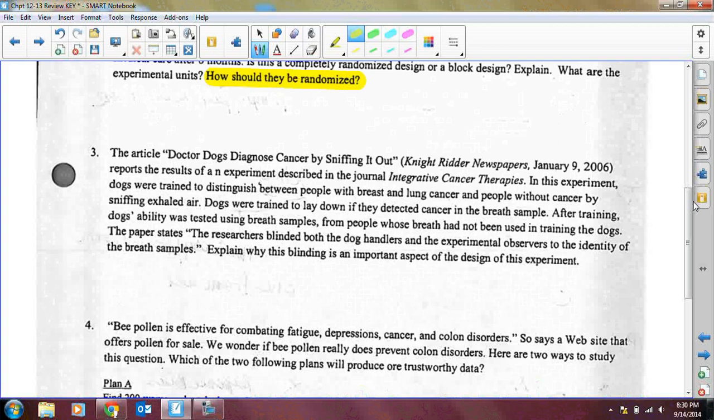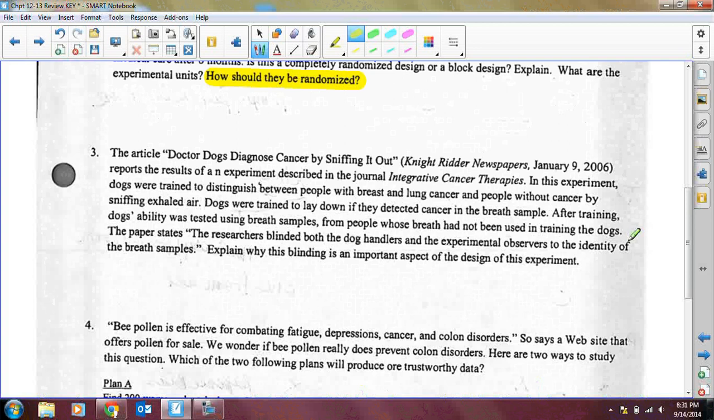Dogs diagnose cancer by sniffing it out. So they talked about getting the people with their handlers, and the dogs would lay down. Now let's talk about what was happening, because what they would do is they had it such that both the dog handler and the observer to identify the breath samples were both blinded. And so explain why this blinding is important in the aspect of this experiment.